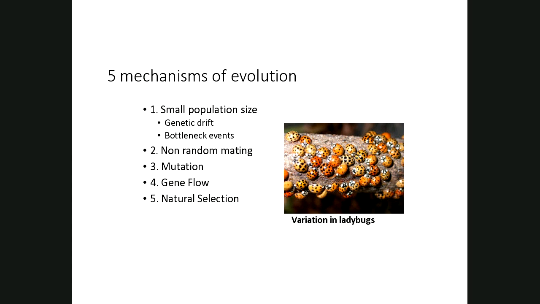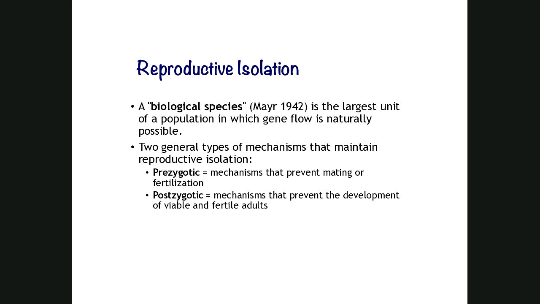Perfect. So now let's move on to something called reproductive isolation and what creates a species and what prevents 2 different species from actually mating with one another. And so a definition for a biological species is a unit of a population in which genes flow as naturally as possible. And so if you think about humans as being a species, humans have been able to intermix their genes for a really, really long time.